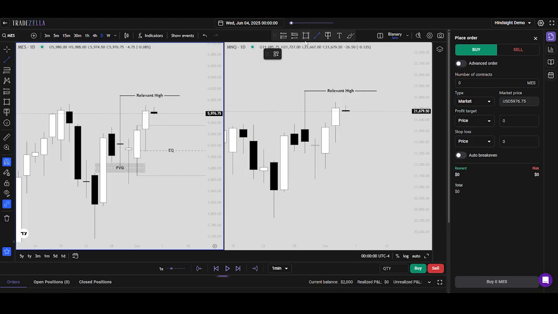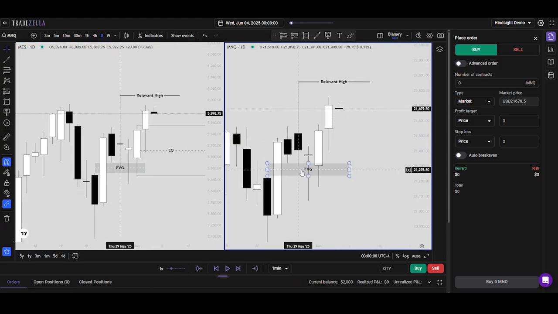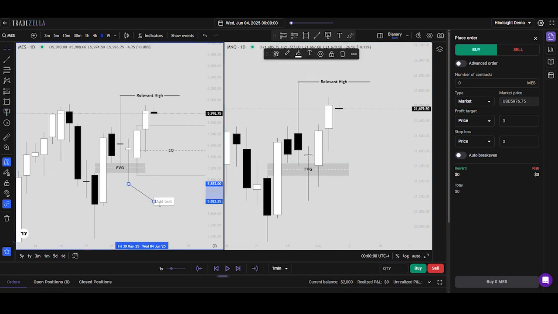It does want to be a clear picture so we can clearly identify this is a fair value gap and know that that makes it a relevant low. And take note of things as you go. I would say that this is a strong rejection.